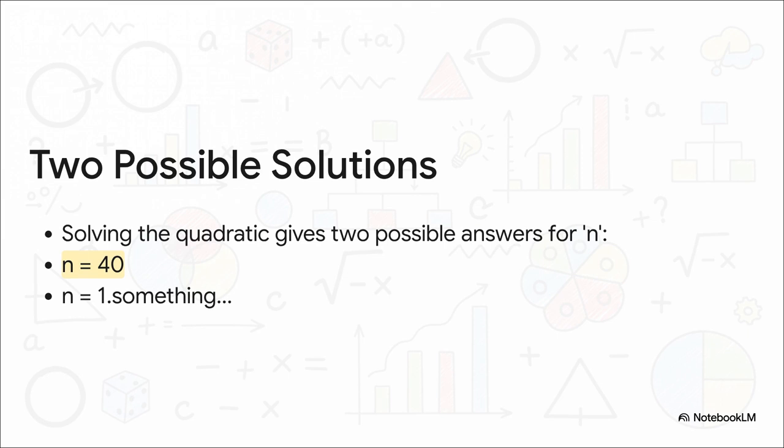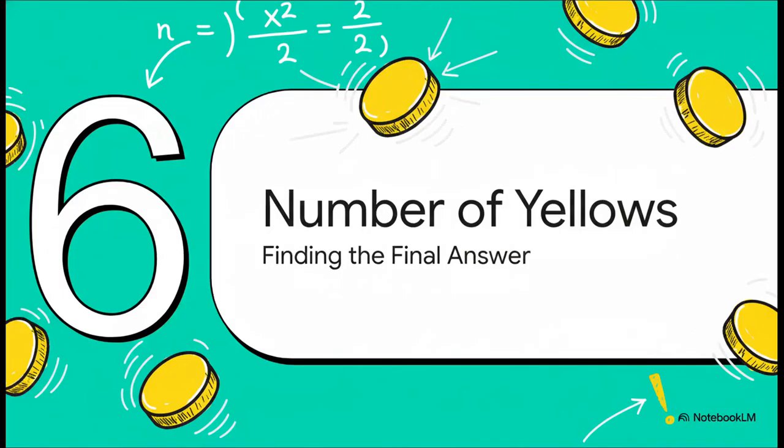So we can chuck this into the quadratic formula or use a calculator, and it spits out 2 possible answers for n. One is a nice, clean whole number, 40. The other one, well, it's a messy decimal, about 1 point something. So which one is our answer? Okay, deep breath. We are so close, and this is super important, we're not finished. Solving for n was the main event, but we have to use that answer to solve the original question. We're on the very last step.